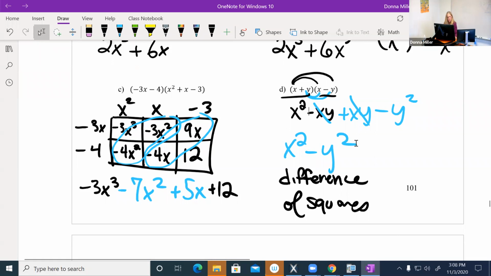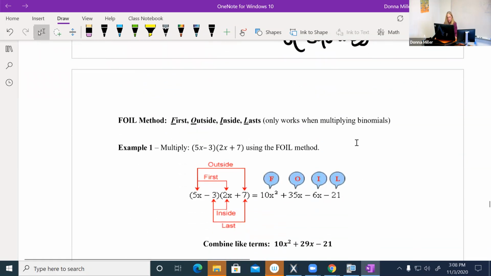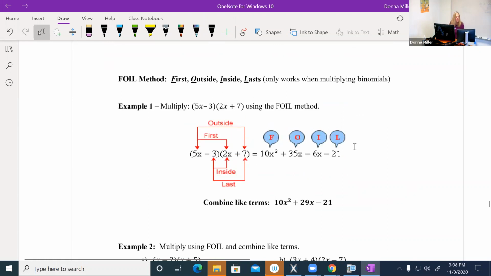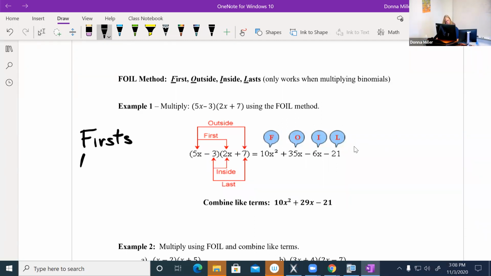All right, we good? All right, so they have a special term for it when it's a binomial times a binomial. A binomial meaning it has two terms times two terms. They use something called FOIL. You guys remember FOIL from high school? FOIL stands for first, outside, inside, last, all right? So FOIL stands for multiply the firsts, insides, outsides, lasts.